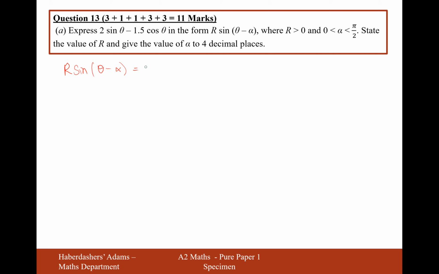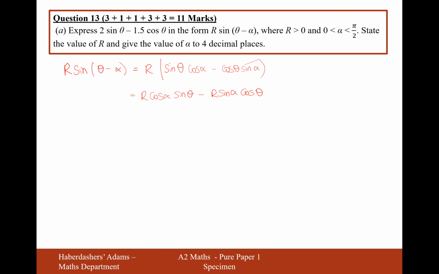When we expand this using the trigonometry identities in the formula booklet, we get r bracket sine theta cos alpha minus cos theta sine alpha. And then, when we expand the brackets with the r, I'm going to reverse the order of some of these multiplications just for future referencing: r cos alpha sine theta minus r sine alpha cos theta.